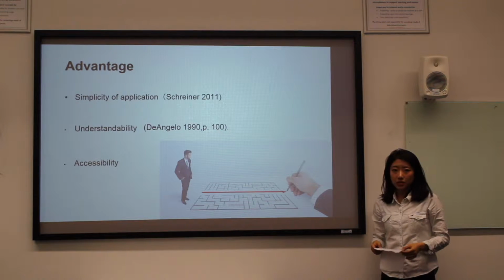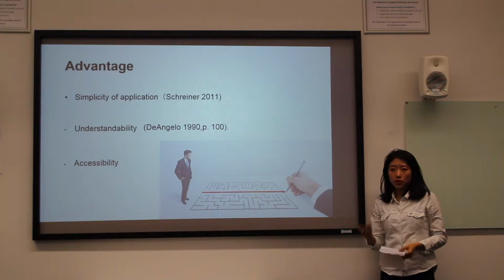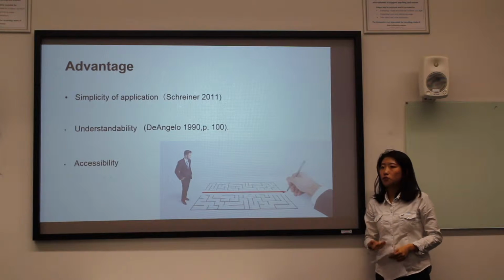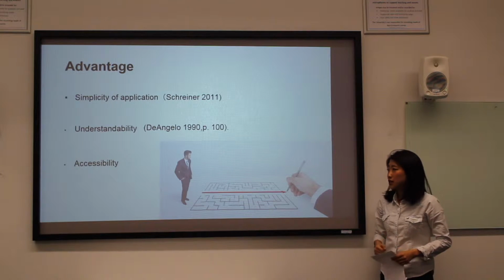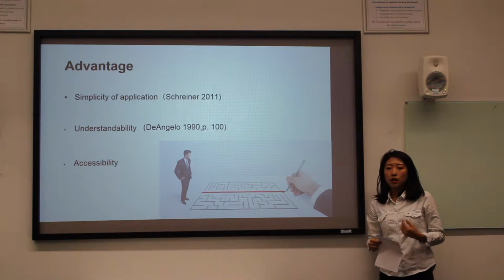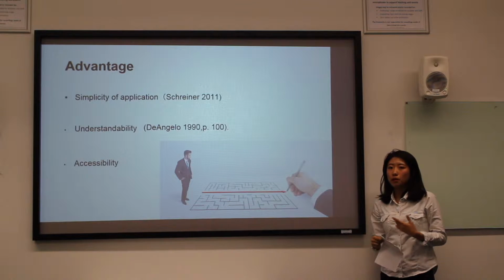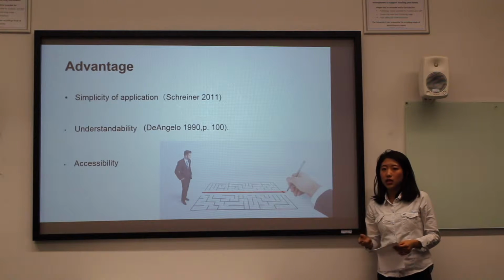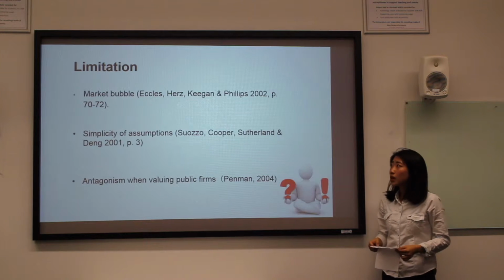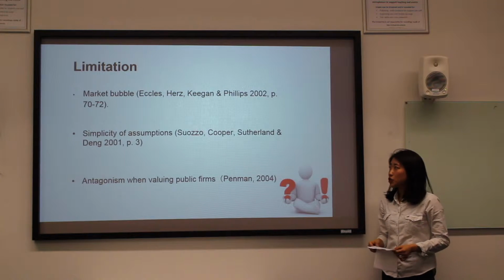The second is understandability, which means that if you present to clients and consumers, it is really easy for them to understand. The last one is accessibility, which means investors can access the basic financial information on websites, and the data is updated regularly. Then I will move on to the limitations.